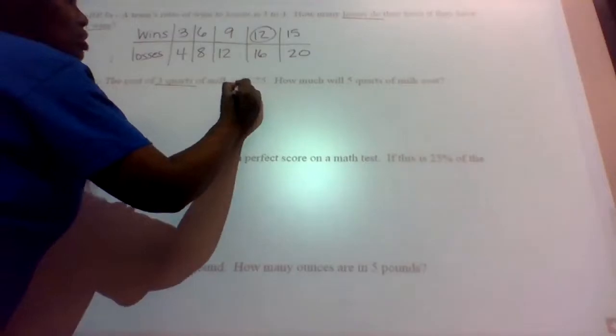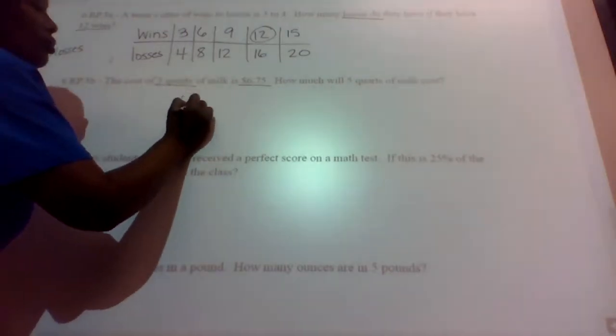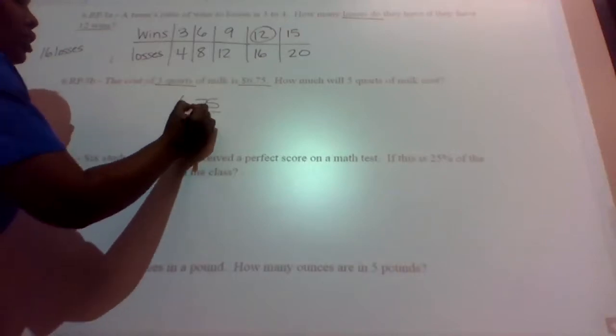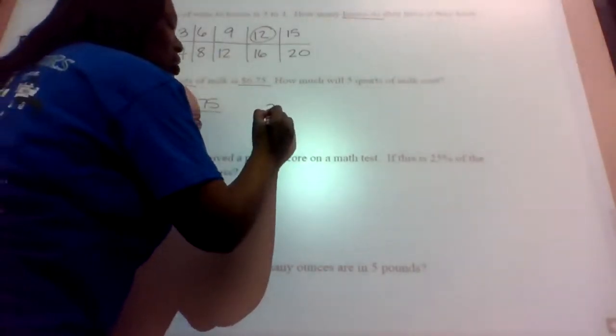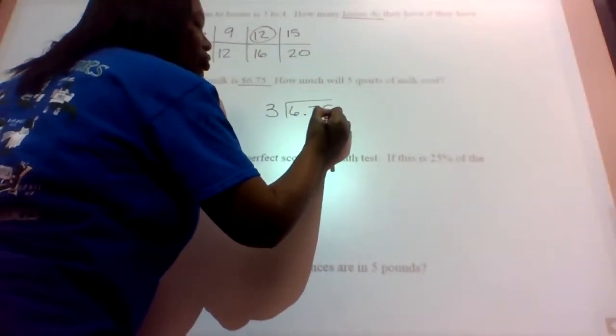All right. It says the cost of 3 quarts of milk is $6.75. 3 quarts, $6.75. So how would I write that, Lanaya, as a ratio? Okay. Now, what does this fraction bar mean? Divide. So $6.75 divided by 3.